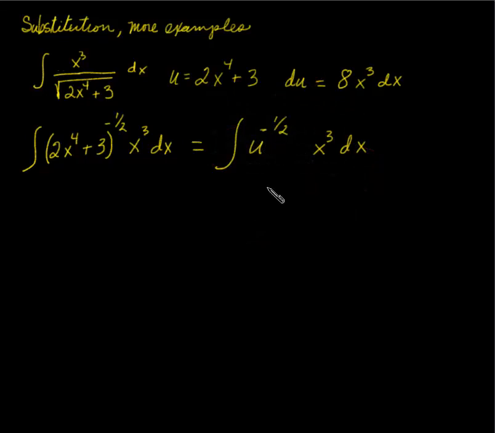Now upon substitution, I would have u to the negative 1/2 x^3 dx, but you see from above du is 8x^3 dx, and so I need an 8 in here if this piece is going to be the du that we found above. I can put an 8 inside if I put a 1/8 outside. That's just a multiplication by 1. And so now, making the final substitution, I would have 1/8 times the integral of u to the negative 1/2 du, because 8x^3 dx is exactly what du is.